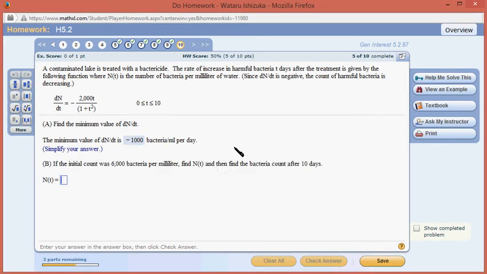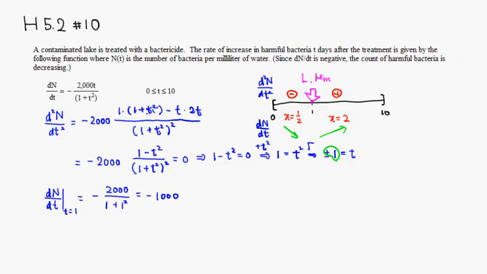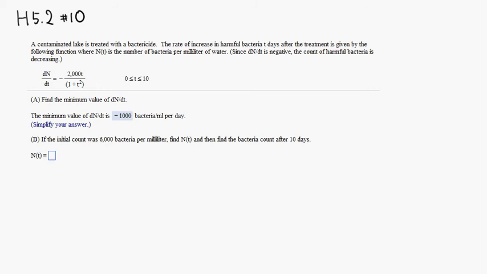So we got that. Now, if the initial count was 6,000, find the original function N of t, and then find the bacteria after 10 days. I'm going to erase a little bit. The initial count was 6,000, which basically tells you that N of 0 is 6,000. Then we want to find N of t and N of 10.